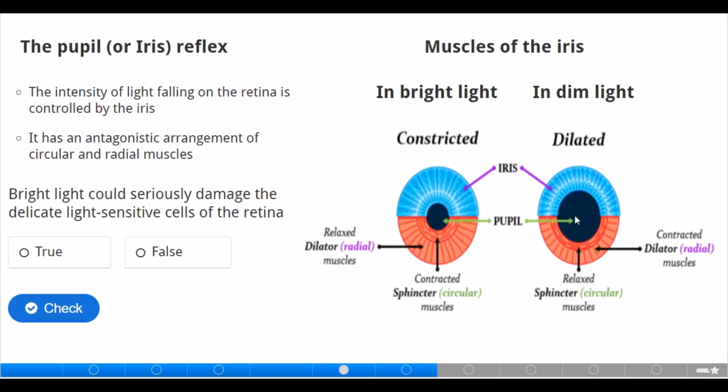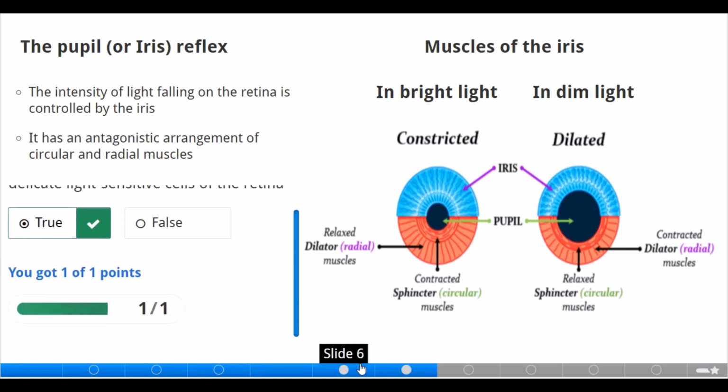Here on the other side, you can see a dilated pupil and the iris, the circular muscles here are relaxed while the radial muscles are contracted. So there's a question here for us that says bright light could seriously damage the delicate light sensitive cells of the retina. True or false? Yes, if not controlled. True.